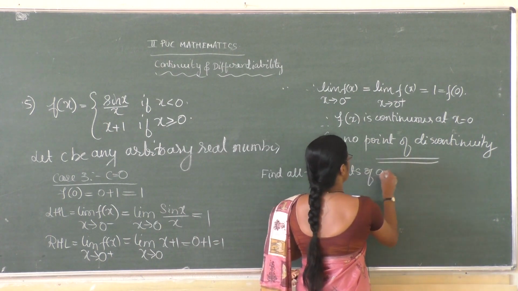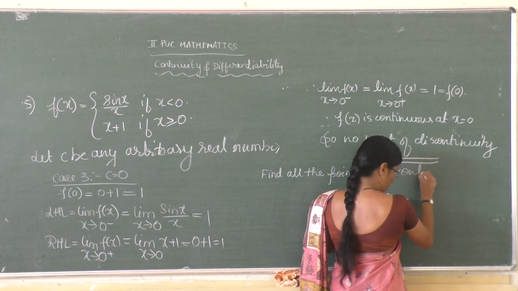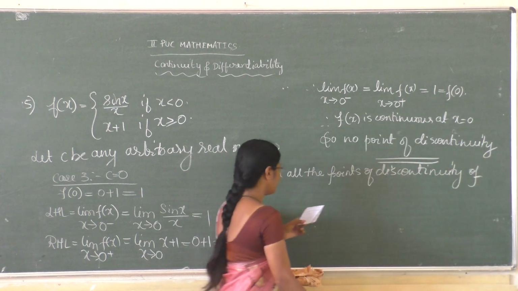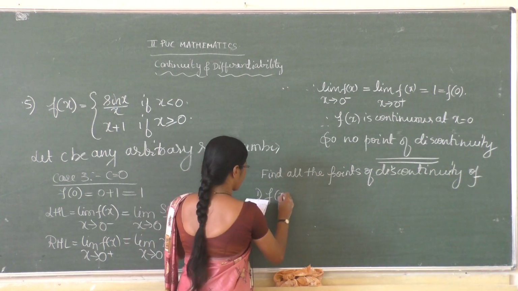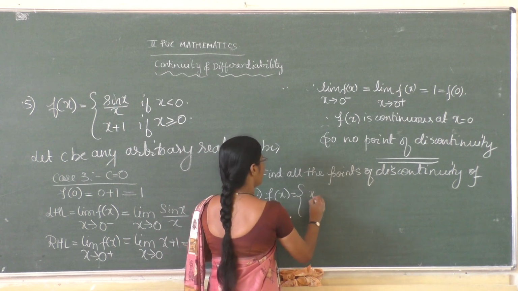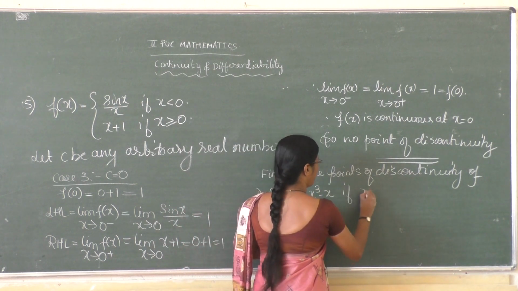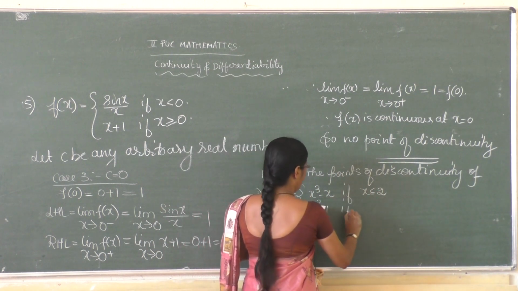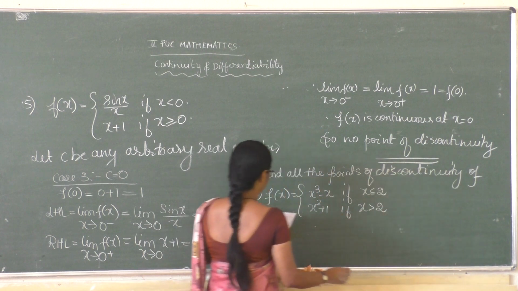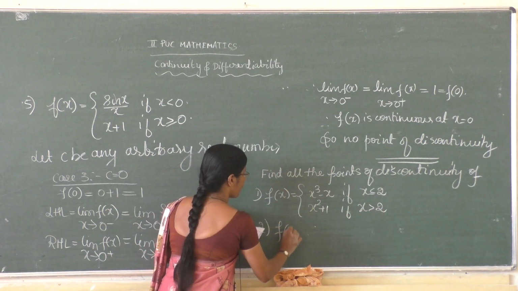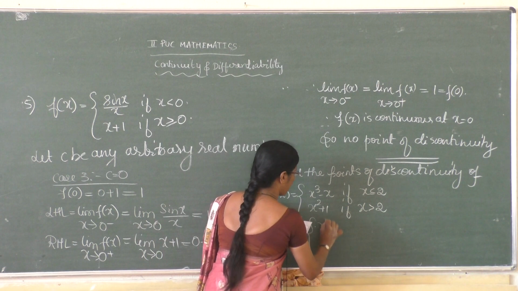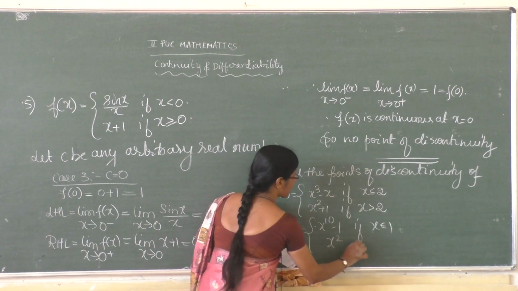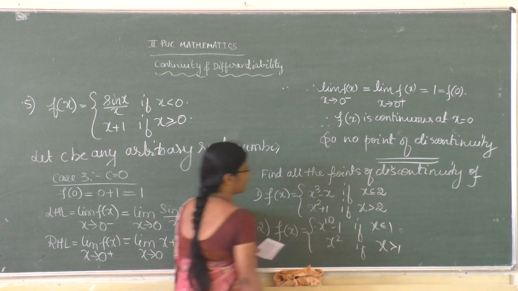Points of discontinuity of: first one, f of x equals x cube minus x if x is less than or equal to 2, and it is x square plus 1 if x is greater than 2. And another one, f of x equals x to the power 10 minus 1 if x is less than or equal to 1. It is x square if x is greater than 1.